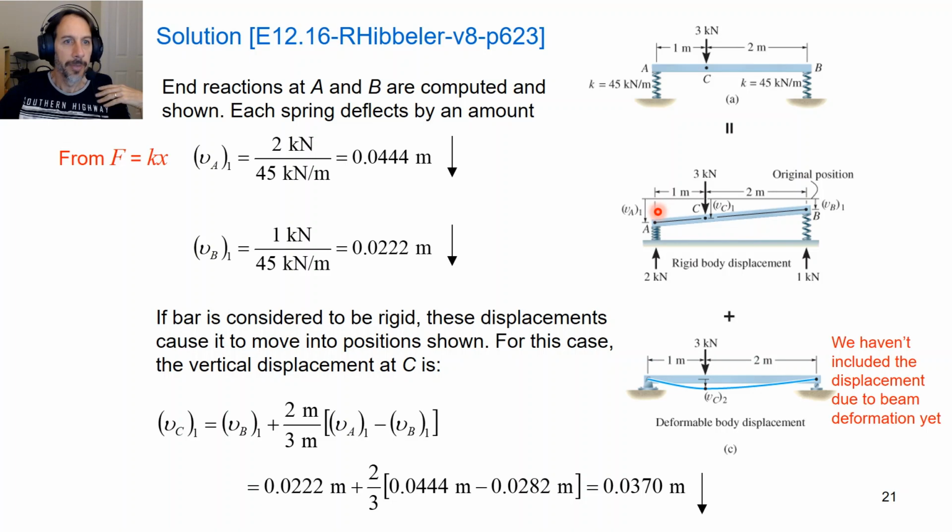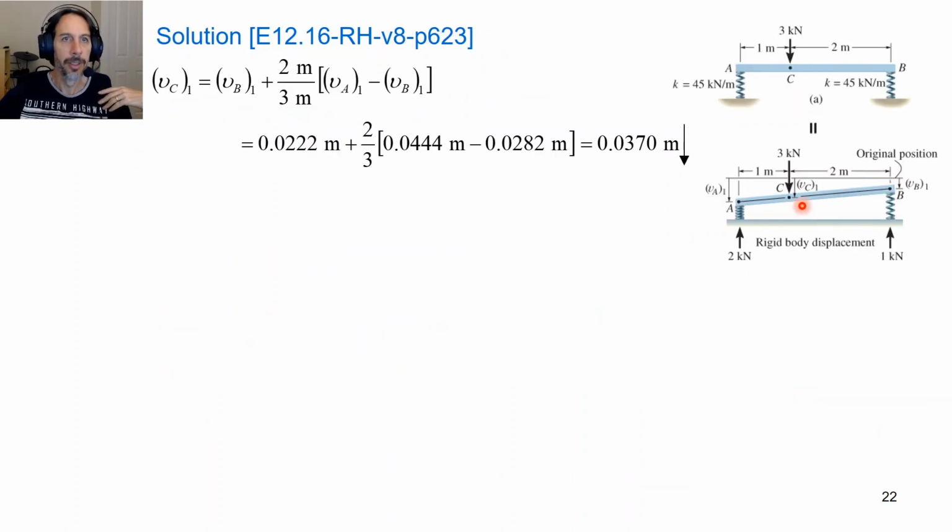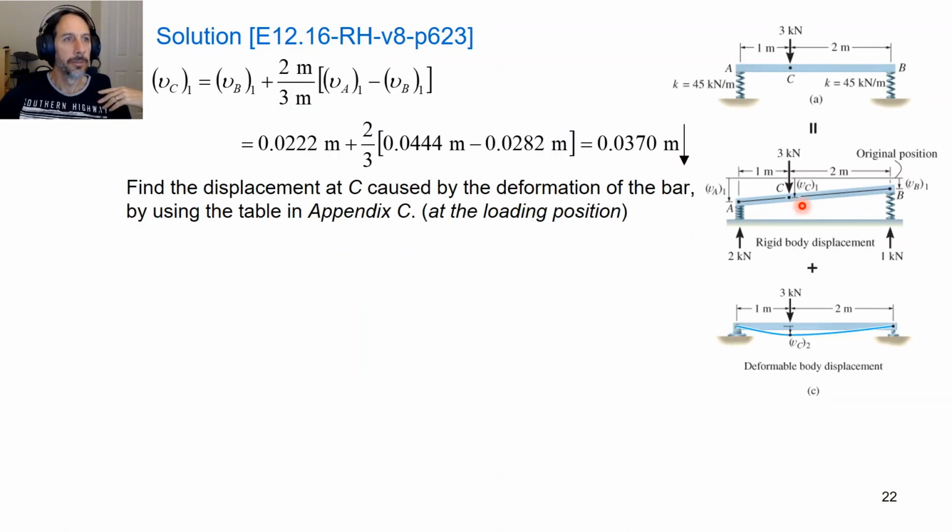Okay. And then after this, we consider the fact that this beam is not rigid. It itself can deflect, so this deformation here will be superimposed on this rigid body motion. Okay, so let's work out what that deflection will be.